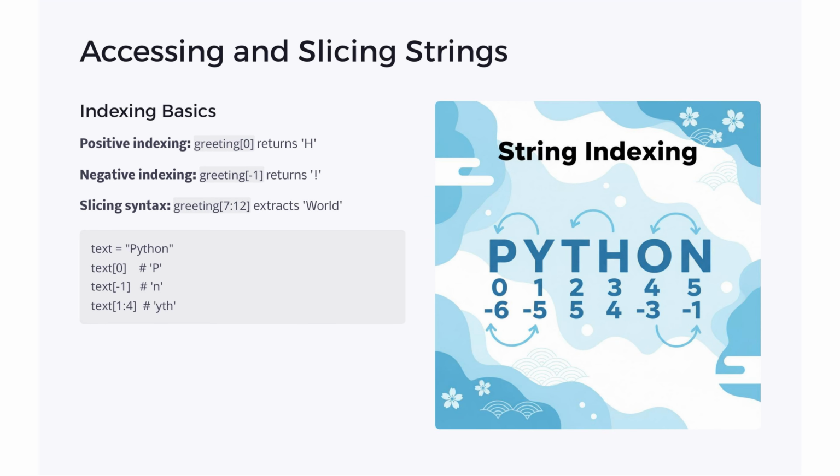Access strings using indexing and slicing. Positive indexing starts at 0, so text[0] gives p. Negative indexing starts from the end, so text[-1] gives n. Slicing extracts parts of strings, like text[1:4] yielding yth. This allows precise string manipulation without altering the original string.